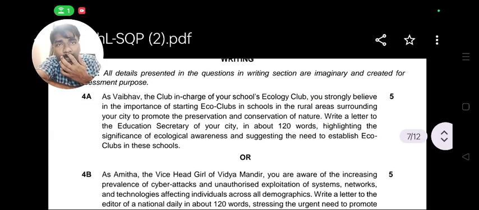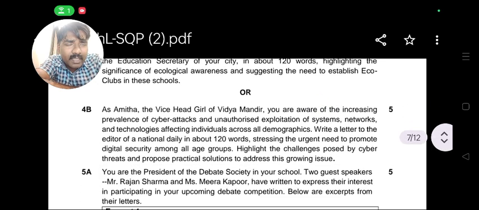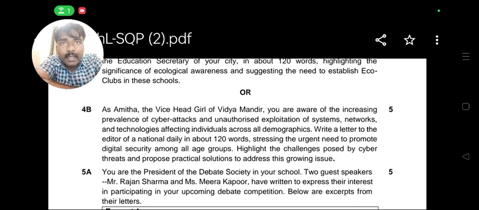Next is writing skill, and there is no change. Write a letter to the education secretary of your city. I think this is the complaint letter. Second, write a letter to the editor. A letter to the editor is a fixed letter, no change, and every exam they are asking for it, so be perfect in the letter to the editor. The optional letter will be placing an order, complaint letter or inquiry letter.